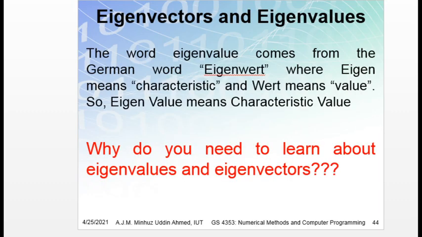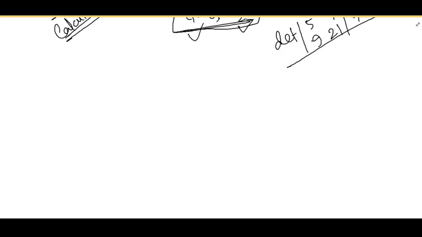Eigenvalues, the word eigenvalue comes from the German word Eigenwert, where eigen means characteristic and wert means the value. So eigenvalue means characteristic value. Why do you need to learn about the eigenvalue? I will be giving the example. Before that, I am just establishing the fact using the equation I have just given you the example of.